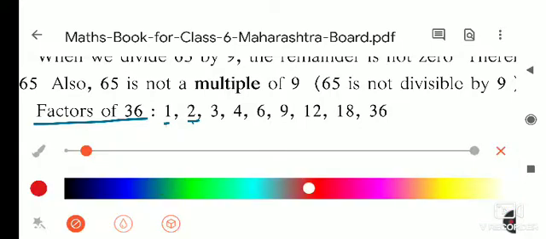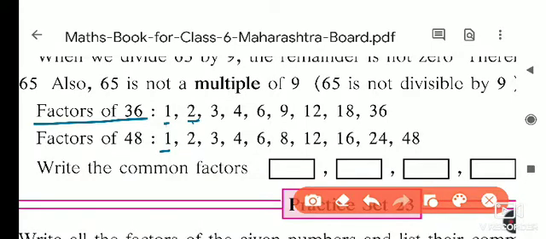Then that number is divisible by 2. Here in the unit place there is a 6, and that's why this number is divisible by 2. Next test is 3.